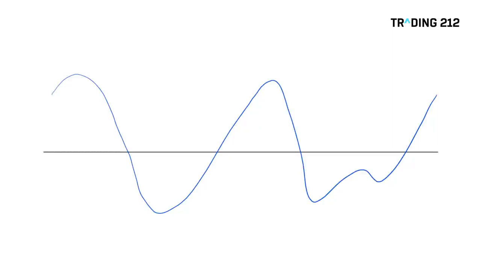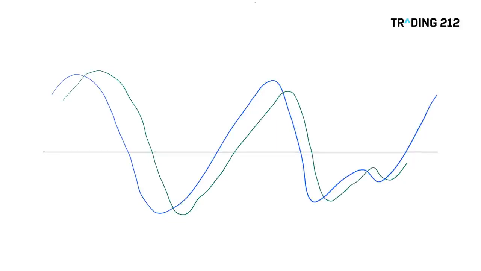So let's start drawing that. The signal line might look something like this. It's a 9-day moving average of this blue line. So it will lag behind, but trace out, broadly speaking, a similar sort of pattern to that line. It's called the signal line because this is where we get the signals from.